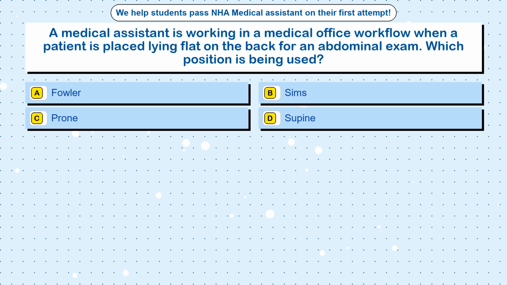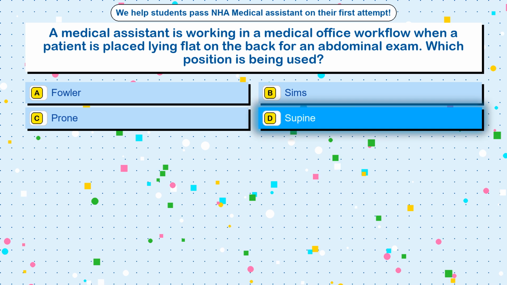Question 16. A medical assistant is working in a medical office workflow when a patient is placed lying flat on the back for an abdominal exam. Which position is being used? Option A. Fowler. Option B. Sims. Option C. Prone. Option D. Supine. The correct answer is option D.